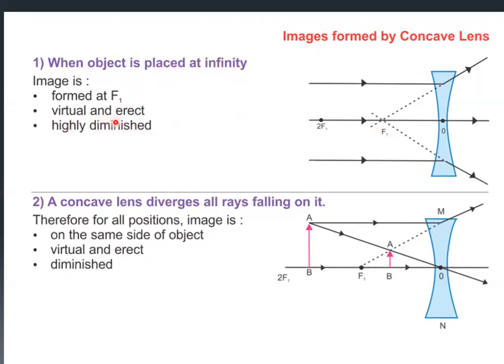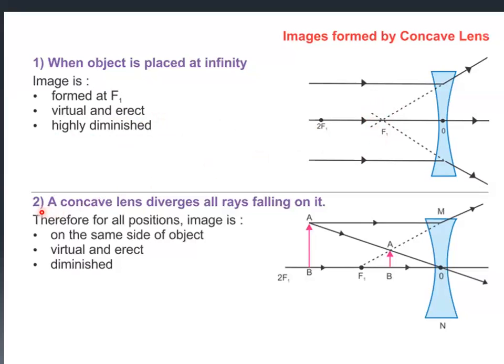It is virtual and erect. Virtual means the image is on the same side as the object. It is not a real one, because we drew it with dotted lines, so we consider this a virtual image. If it were a real image, it would be inverted. Because it is virtual, it is an erect image. It is highly diminished. Diminished means small in size. Highly diminished means it is point sized, a small point-size image.